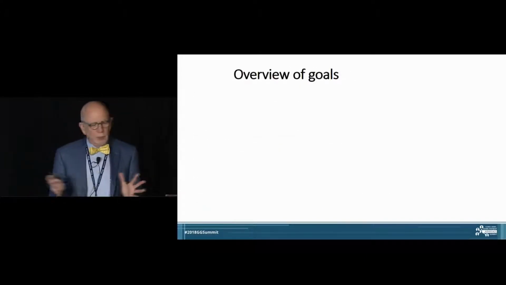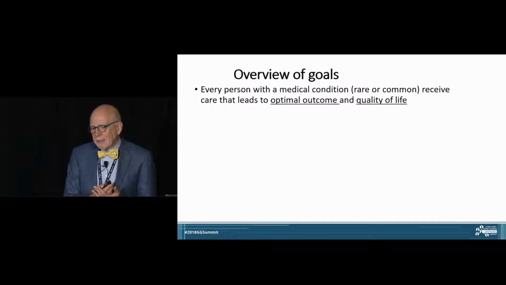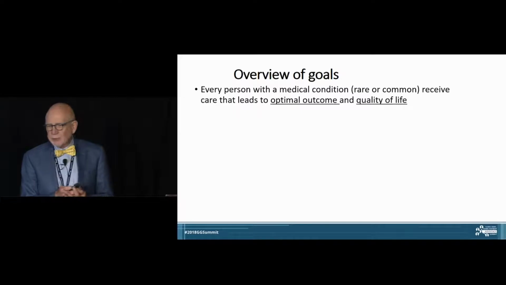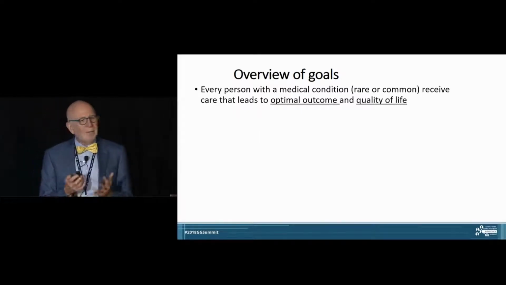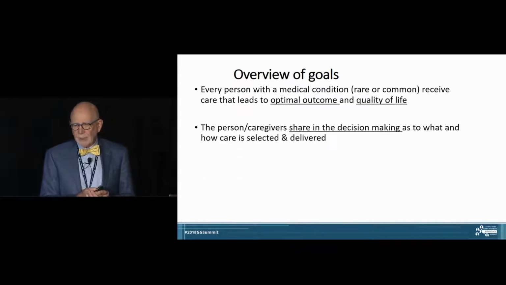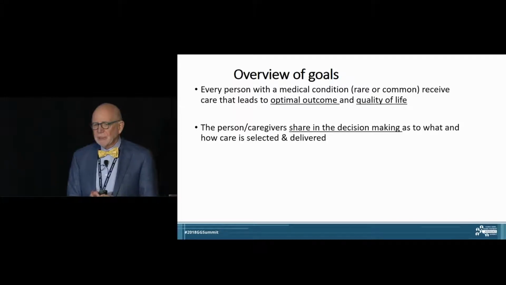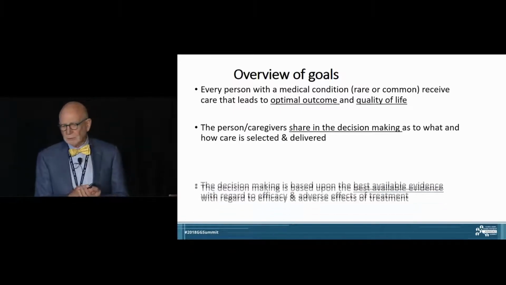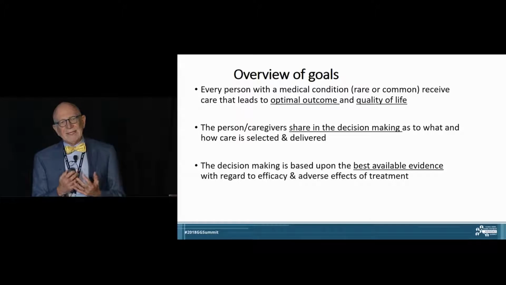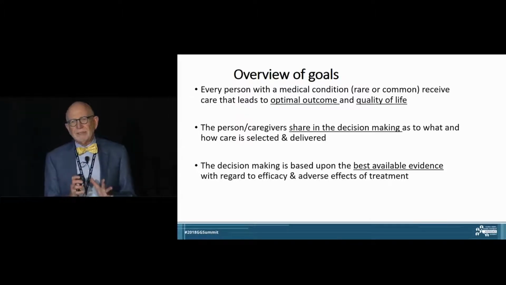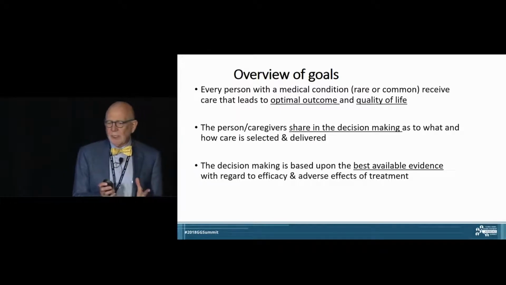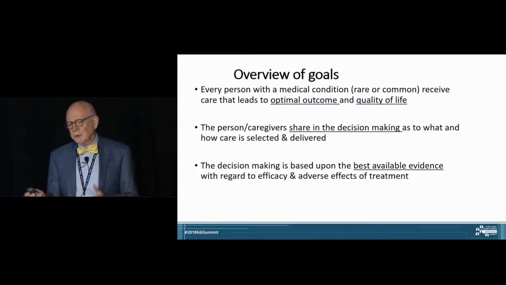So what are our goals, our universal goals, I guess? Pretty straightforward. Every person with a medical condition, rare or common, we don't want to discriminate, receive care that leads to optimal outcomes and quality of life. It's essential that the people involved, patients and caregivers, share in the decision making as to what and how care is selected and delivered. It's essential that the decision is made based on best available evidence. And it comes down to how well does it work and what are the adverse effects of any particular treatment.